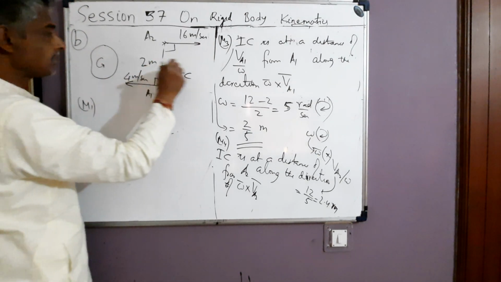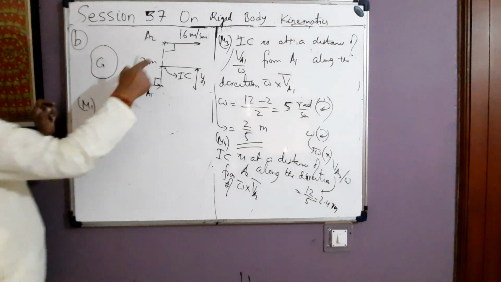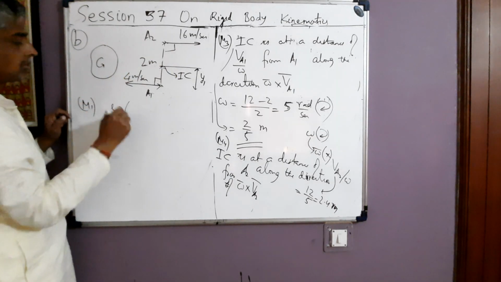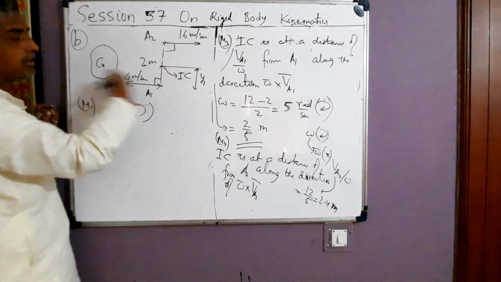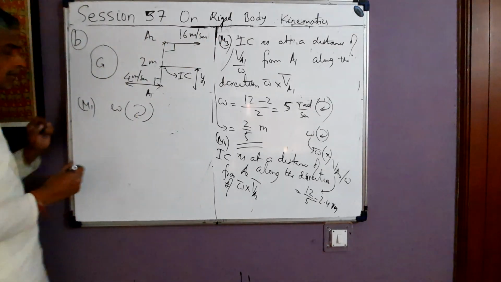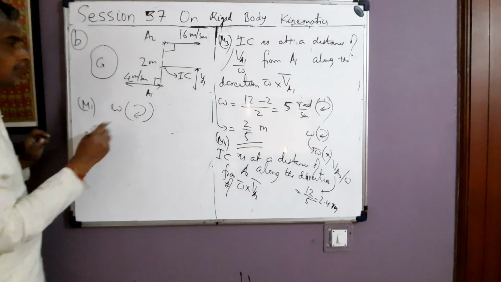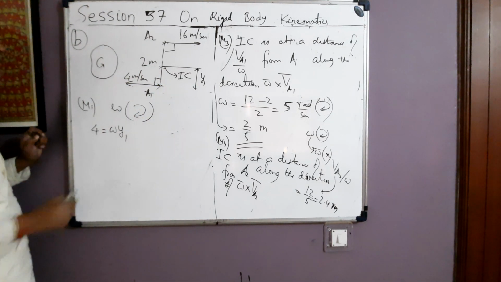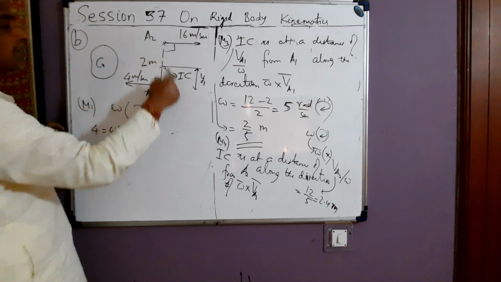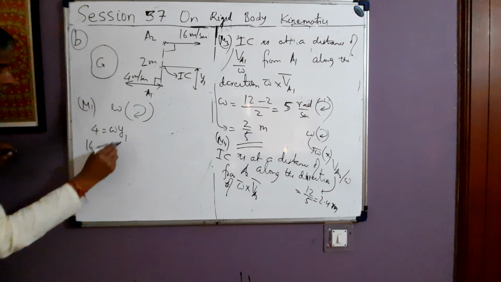So I'll let the IC be at a distance of say y1 from A1. Now the omega of this rod will be in clockwise sense, because this is moving rightward, this is going leftward, so rod will rotate clockwise. So now method 1 is this. A1 is at a distance of y1 from IC. Velocity of A1 is 4, that is equal to omega y1. A2 is at a distance of 2 minus y1 from IC. So speed of A2 is how much? 16. That is omega into how much?